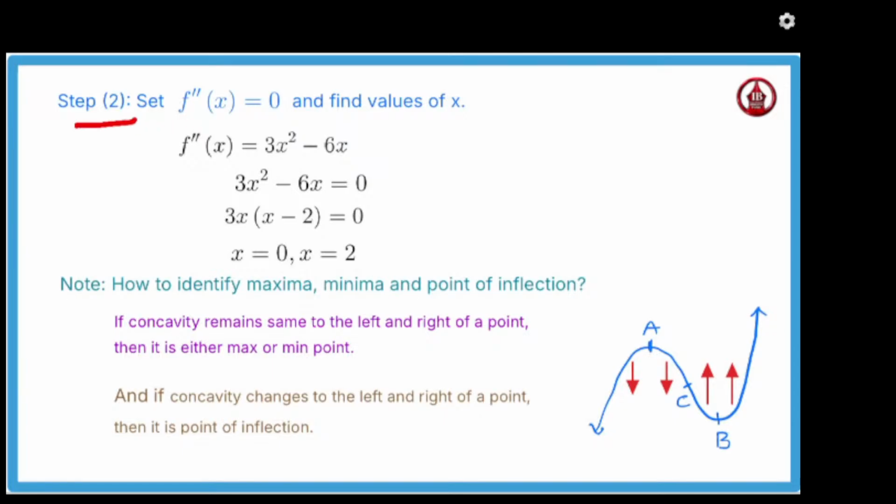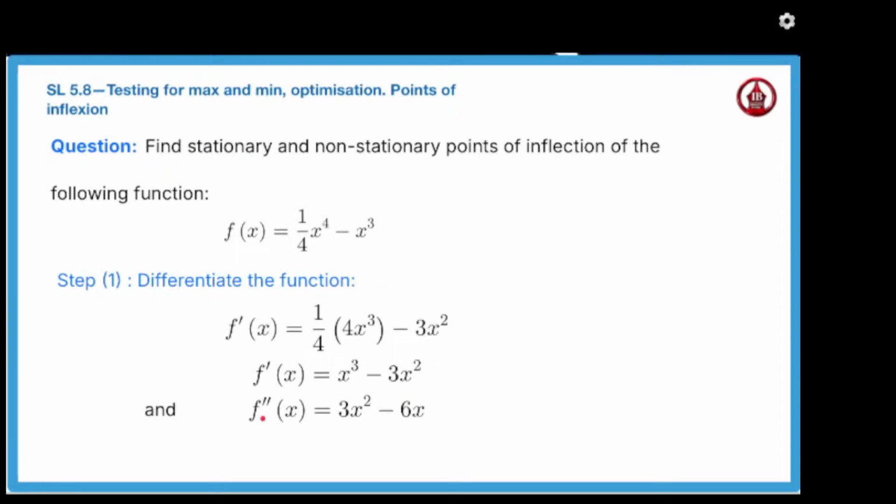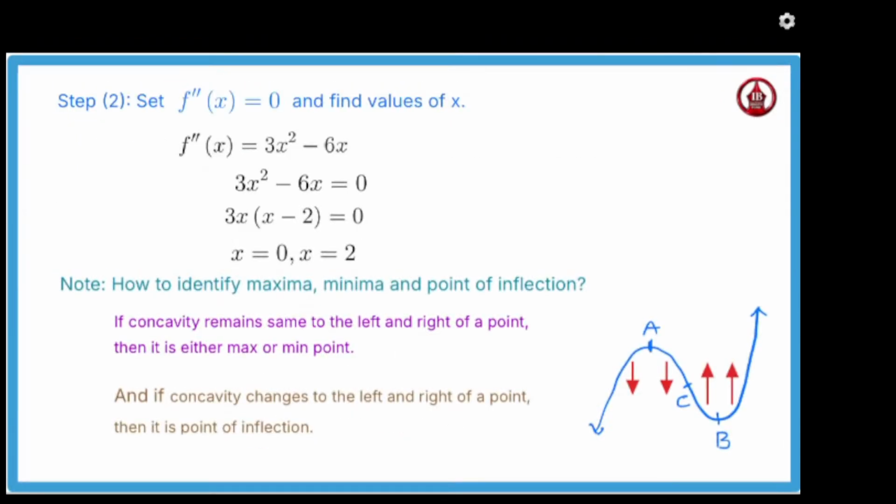Now, step 2 says set f double dash of x equal to 0 and find values of x. So I'll take the second derivative, 3x squared minus 6x equal to 0. I took 3x common factor, so x minus 2. Now from these two factors, x is equal to 0 or x is equal to 2. I got 2 points from the second derivative by taking the second derivative equal to 0.